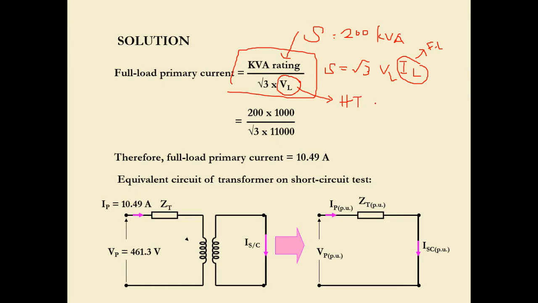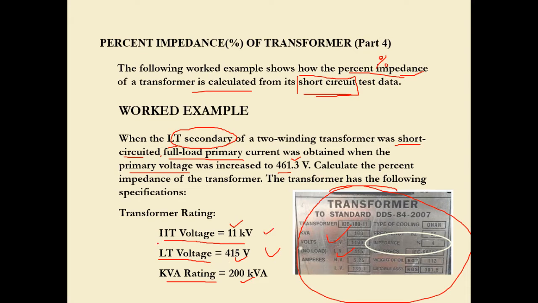V L is the high tension line voltage. So from there we are able to calculate the full load primary current. Sorry, this is 11 kV, from the nameplate of the high tension.